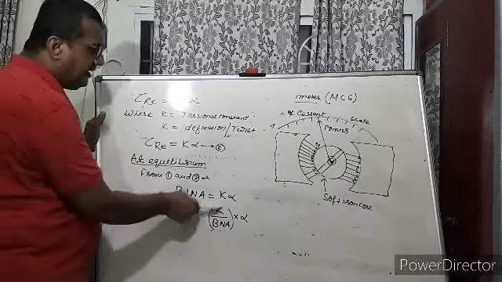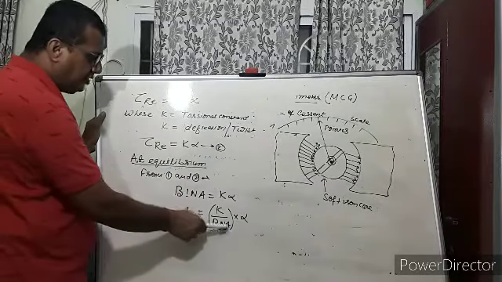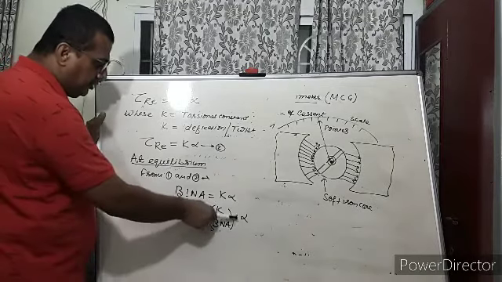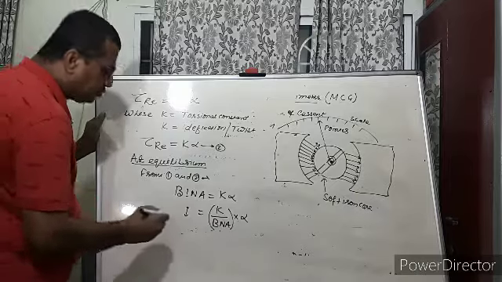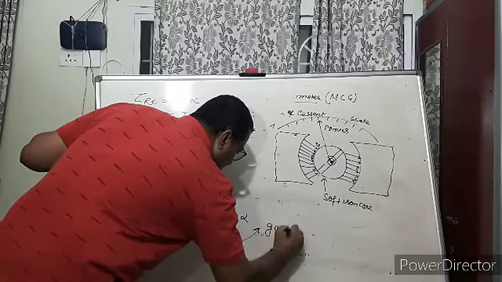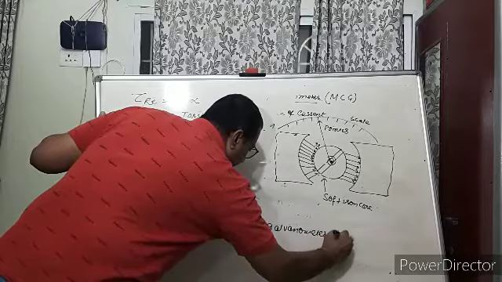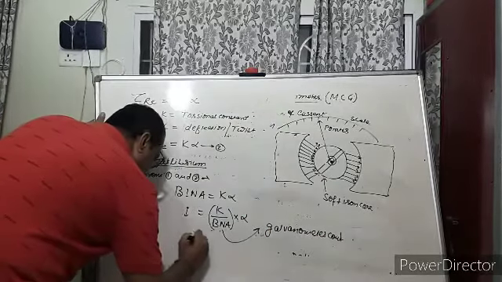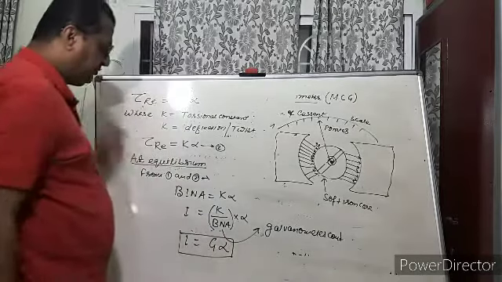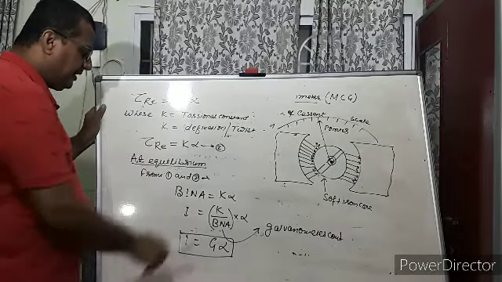K is related to a spring, B is related to this permanent magnet, N is the number of turns, and A is the area of cross section of the wire. Means the whole system is related to the galvanometer, so it is called the galvanometer constant. It is generally treated as I equal to G alpha, where G stands for galvanometer constant, and G is equal to K by BNA.